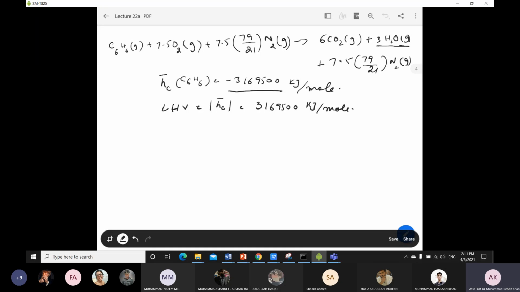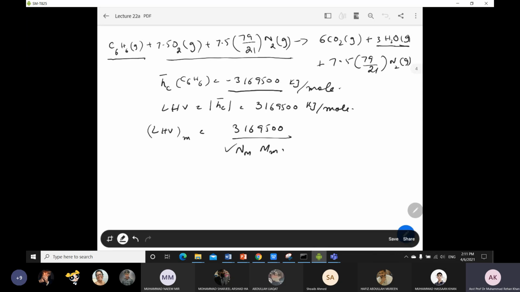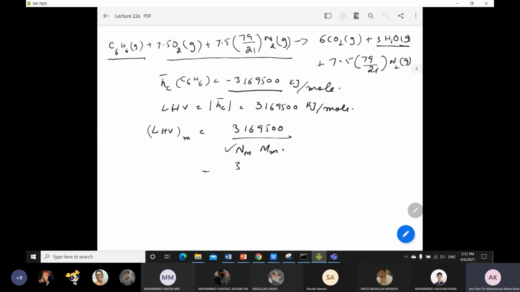Now we have to find the lower heating value per kg of mixture, in kilojoule per kg. So the lower heating value for the mixture is equal to 3169500 divided by the molar mass of the mixture, where the number of moles of the mixture means fuel plus air. You calculate the number of moles directly from the chemical equation, where all the number of moles are mentioned, and the molar mass you can calculate using the thermodynamic table, or you may have already remembered the molar mass of C6H6, O2 and N2. You just have to plug in the values.